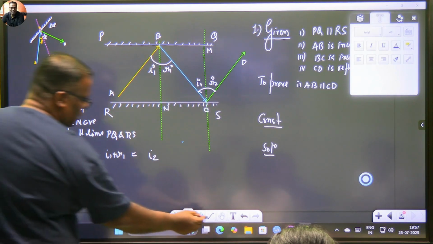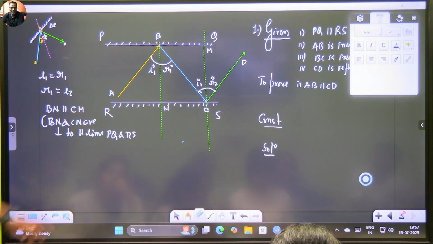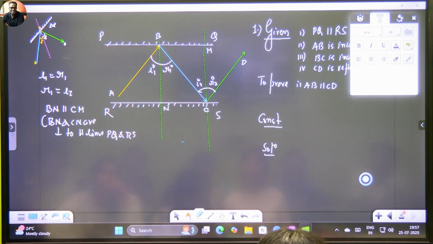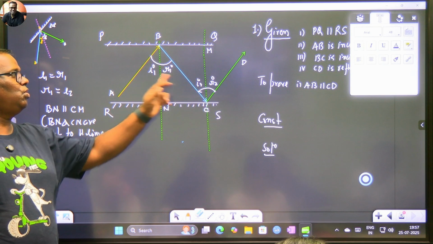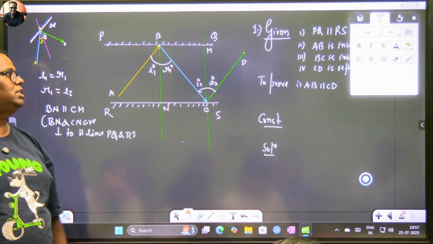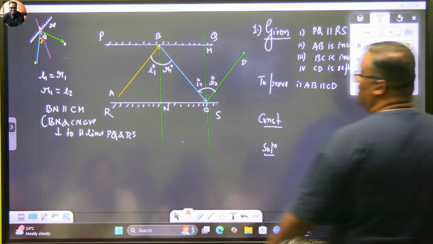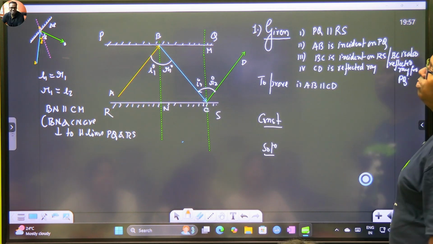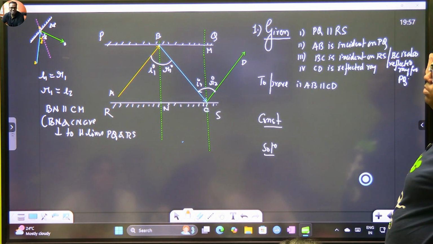What do you do from here? Tell me, how will you prove? This angle is equal to this angle. हाँ, और क्या प्रूफ हो गया आपका? इसको इसके साथ प्रूफ करना है इक्वल. कैसे प्रूफ करेंगे? I1 equals to R2 तो करेक्ट है, मैं भी समझता हूँ.